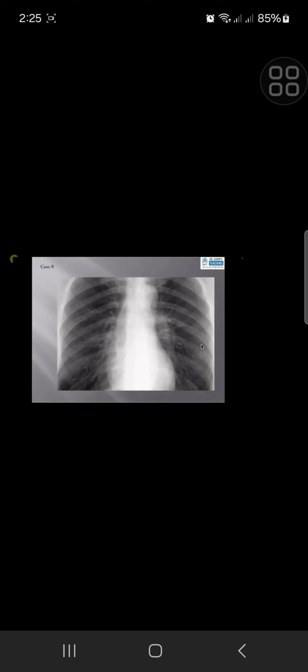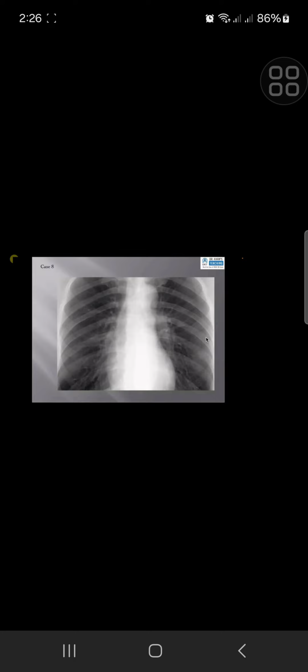Okay, so if there are no previous radiographs and this is the only finding in the X-ray, then I would like to correlate with the patient's symptoms. This is a well-defined mass. I'm trying to determine if this is actually arising from the lung. The patient has cough and hemoptysis.